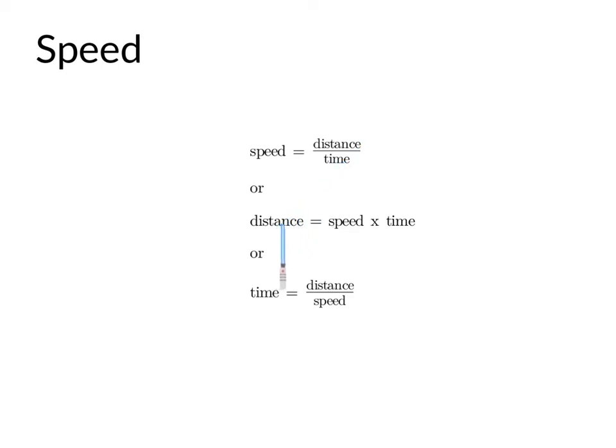We have the distance that's moved, and we divide it by the time it's taken. If we want to know how far something has moved, we can multiply its speed times the time. And last, of course, if we want to know how long it moved, how many hours or seconds or minutes, we can divide the distance by the speed. So how about we look at some examples?